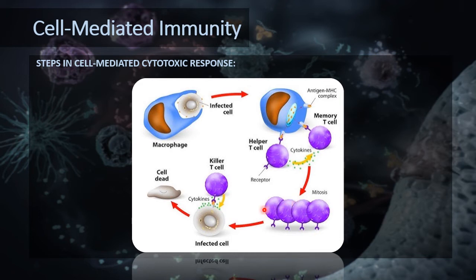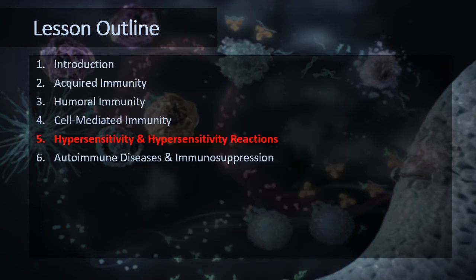These cells will later on bind to an affected cell with the same antigenic determinant, and when it is bound, the natural killer cells and/or the cytotoxic T cells will release cytokines, enzymes, and toxins, rendering the infected cell to death or lysis. Since we are done discussing the immunities, we will now proceed to the fifth subtopic, which is hypersensitivity and hypersensitivity reactions.